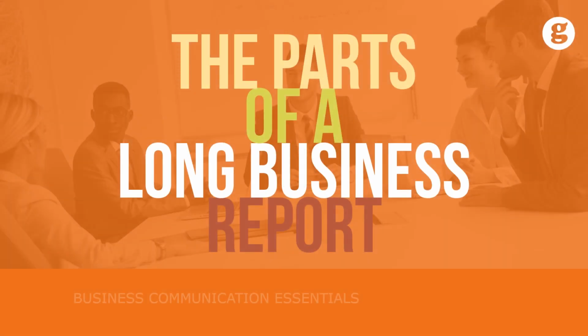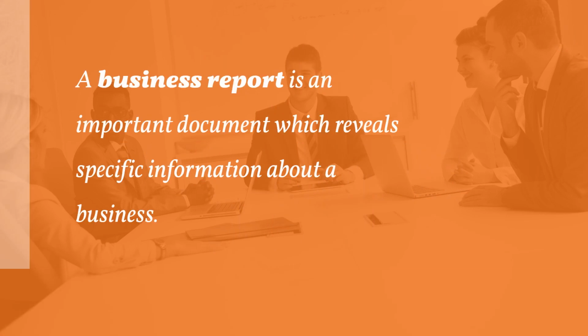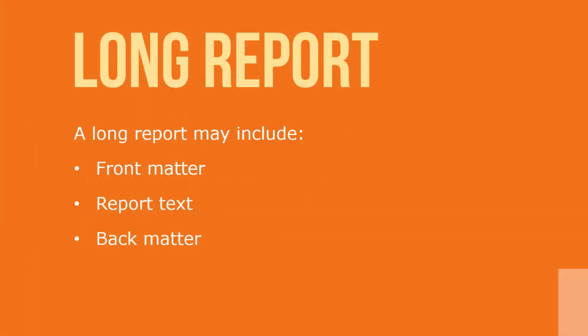Let's take a look at the parts of a lawn business report. A business report is an important document which reveals specific information about the business. A lawn report may include some or all of the following parts, which form three categories.